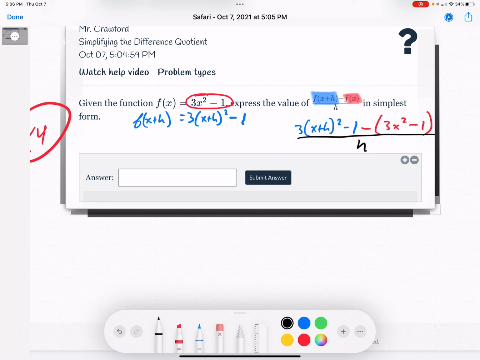All right, so I've got some simplification to do. I'm going to take that x plus h squared, square it and distribute the 3 in at the same time. Stick with me. X squared, and that times 3, that will be 3x squared. And then 2 times their product, so that's 2xh times the 3, that'll be 6xh. And then h will get squared times the 3, that will be 3h squared. Don't forget the minus 1. Now we have to distribute this negative sign in there, so we'll have minus 3x squared and then plus 1. And then the whole thing is over h.